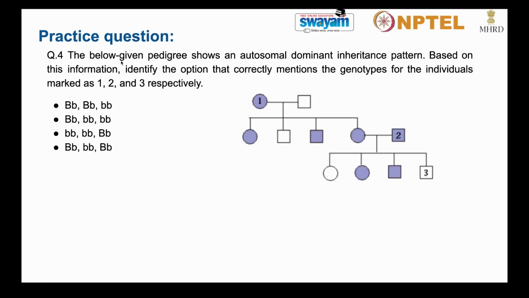So now let's move to another question. This question says the below given pedigree shows an autosomal dominant inheritance pattern. Based on this information, identify the option that correctly mentions the genotypes for the individuals marked as 1, 2, and 3 respectively. So now you have to look at this pedigree and tell what 1, 2, and 3 signify. These are the given options, these are the given genotypes for these. Now you have to answer. And in this, they have also mentioned what kind of inheritance pattern there is, that is autosomal dominant, so it's quite clear from the question only.